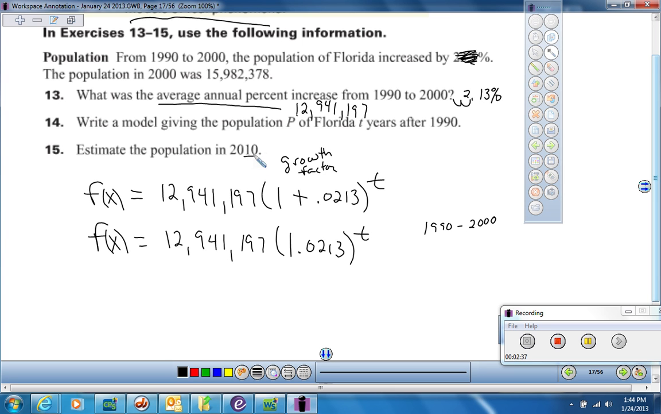Okay, but they're asking, what about in 2010? Well, how many years has that been? Well, from 1990 to 2010, that's been 20 years, so t would be 20 here. So we'll plug that in. And that should give us an estimate of what the population is.